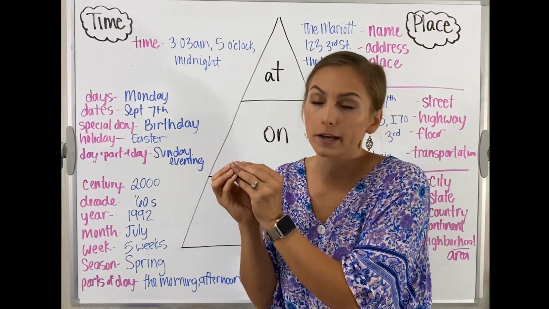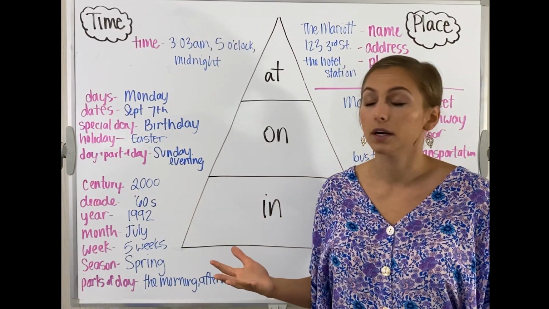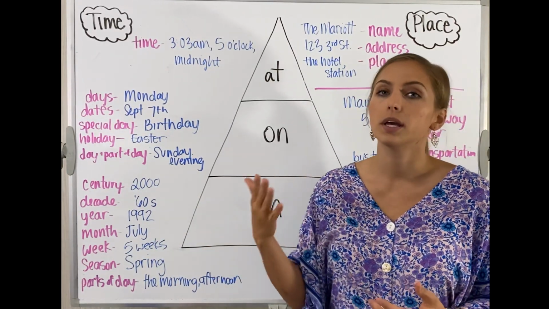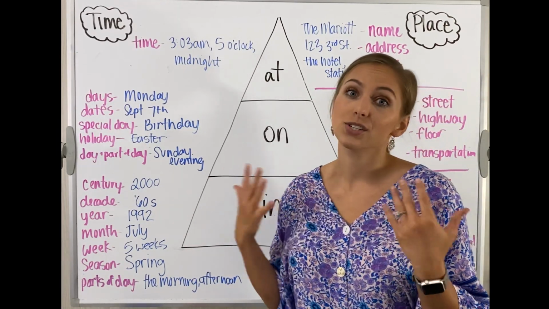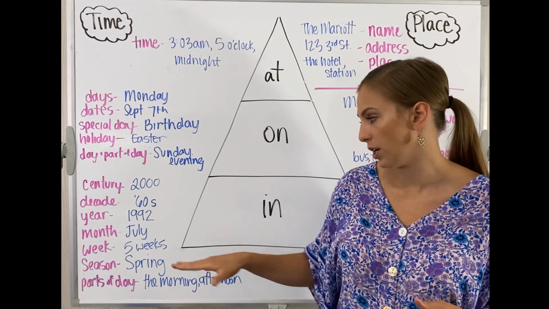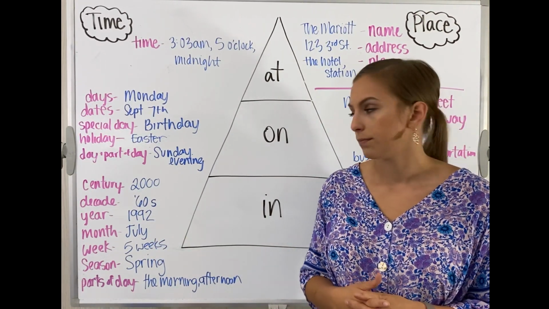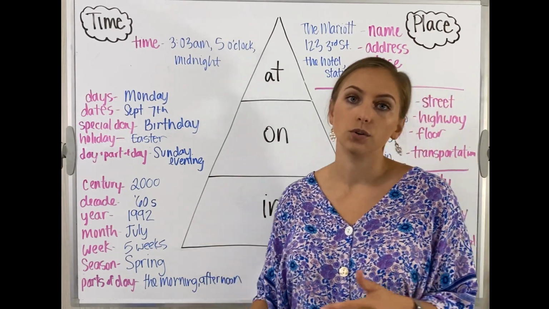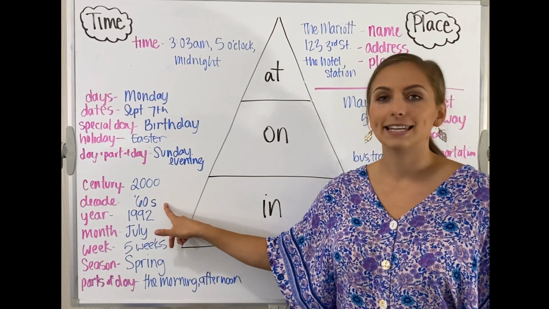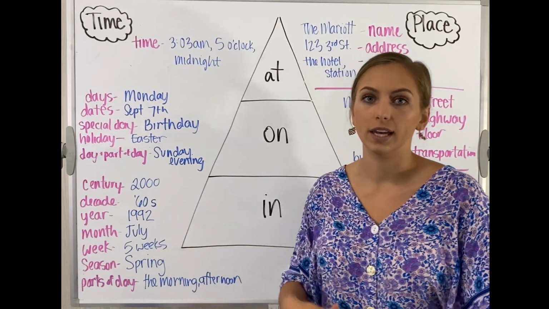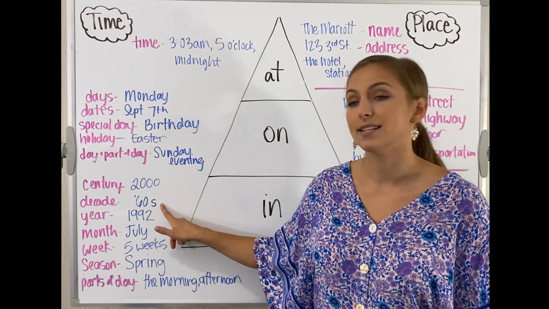Again, more specific. So month, the month of the year, we use in. So in January, in the United States where I live, it snows. In January. The year, in 1992, right? In 1992, my brother was born. Okay, in the 1960s was when this happened. Okay, that would be the decade.